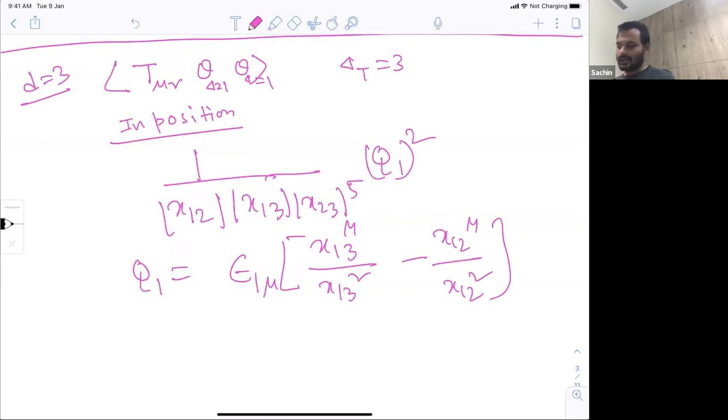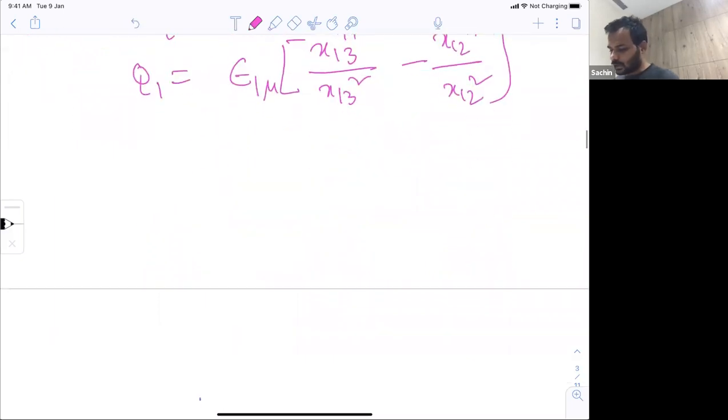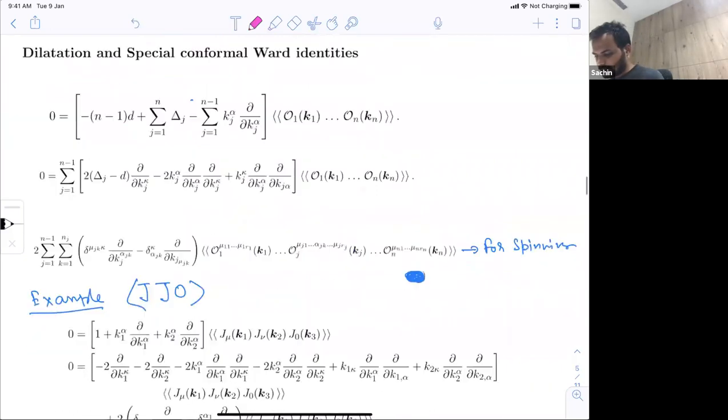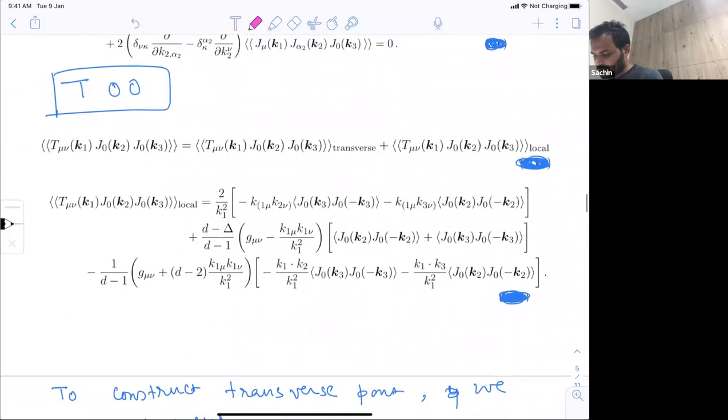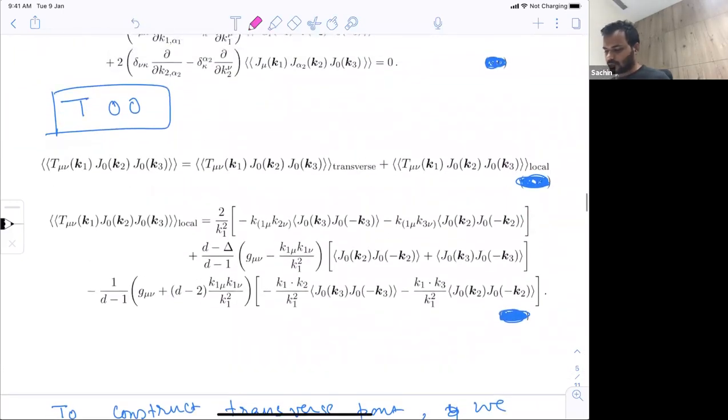In d equal to 3, in position space, this is the answer. Q1 is some quantity, and actually it's not very difficult to generalize this for other spinning correlators. In d equal to 3, there is this paper by Giombi and others, which systematically does that calculation. However, in momentum space, if I just try to write down this answer, it is actually very, very complicated. And here is how the answer will look.